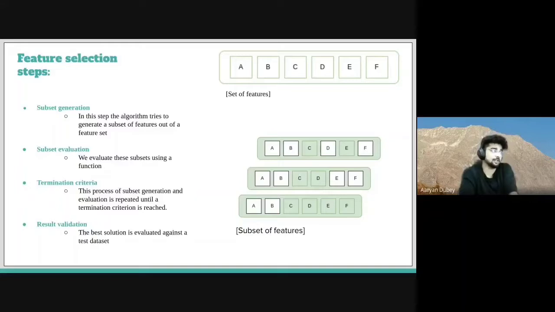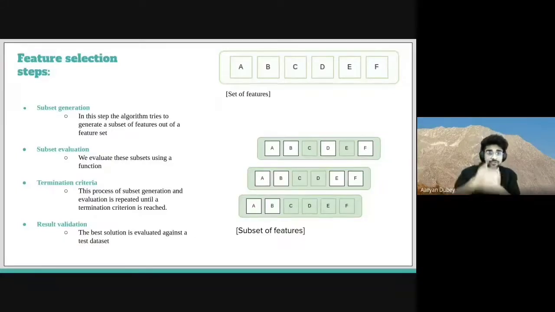Let's just say we have a set of features A, B, C, D, E, and F. We generate the subset of features like this: A, B, D, F, A, B, E, F, and A, B. So this is how we generate a subset of features. And after that, we use this subset of features like A, B, D, F in a particular machine learning model and get a score like, okay, 0.85 is the F1 score. So this is how we evaluate the subset. Okay, the subset is performing well.